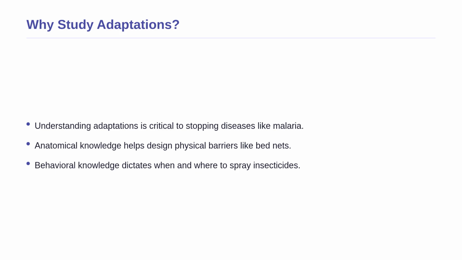Having seen how these adaptations work, we must ask, why is it so critical for us to study them? The answer is simple. If we do not understand how an insect survives and feeds, we have absolutely no way to stop the diseases they carry, such as malaria or dengue. By studying their anatomical adaptations, we can design better physical barriers, like tightly woven bed nets that their mouth parts simply cannot penetrate. By understanding their behavioral adaptations, we know exactly when and where to spray insecticides, targeting them when they are most vulnerable.